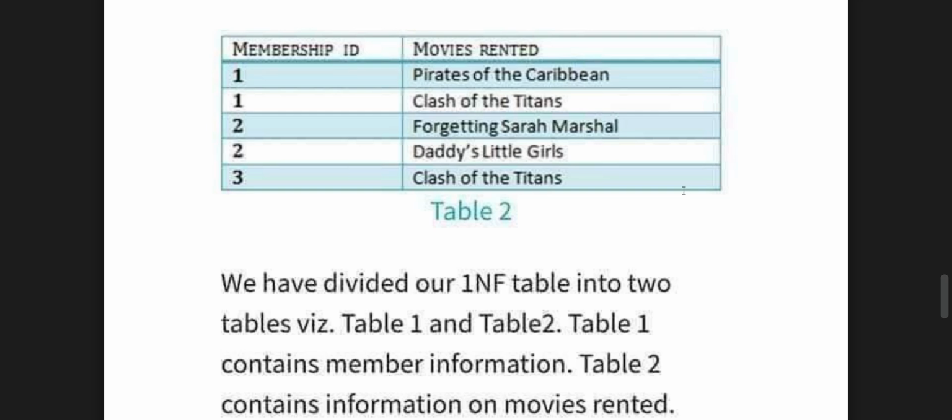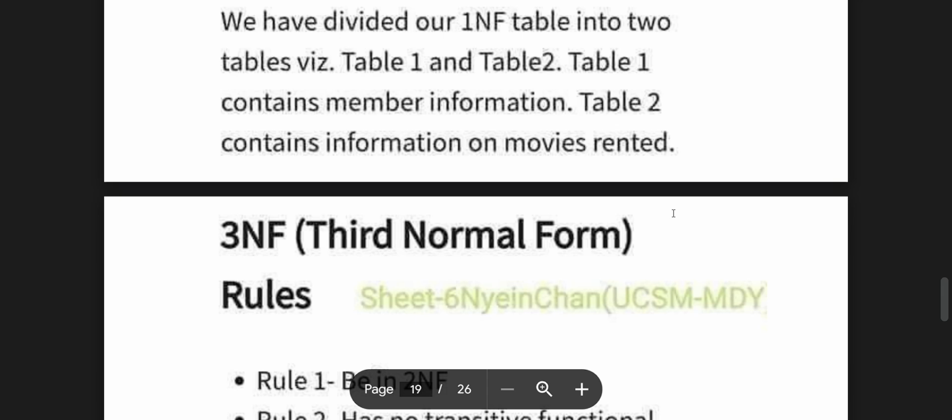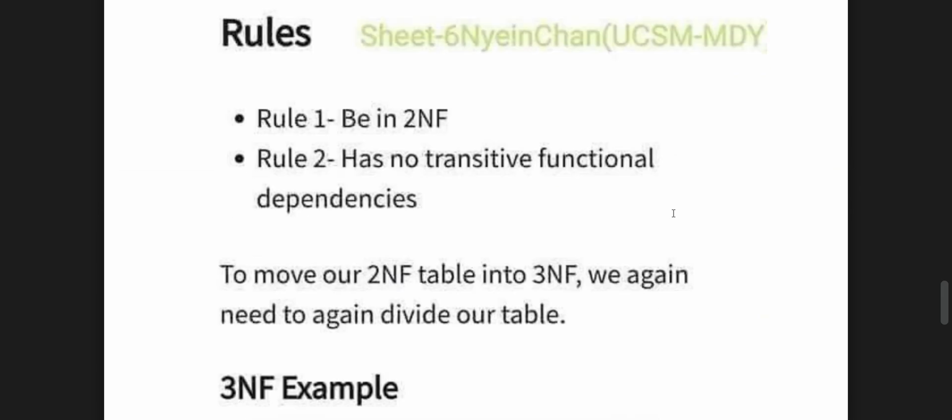We have decided to split our 1NF table into two tables, Table 1 and Table 2. Table 1 consists of member information. Table 2 consists of information of the movies rented. 3NF, third normal form rules.